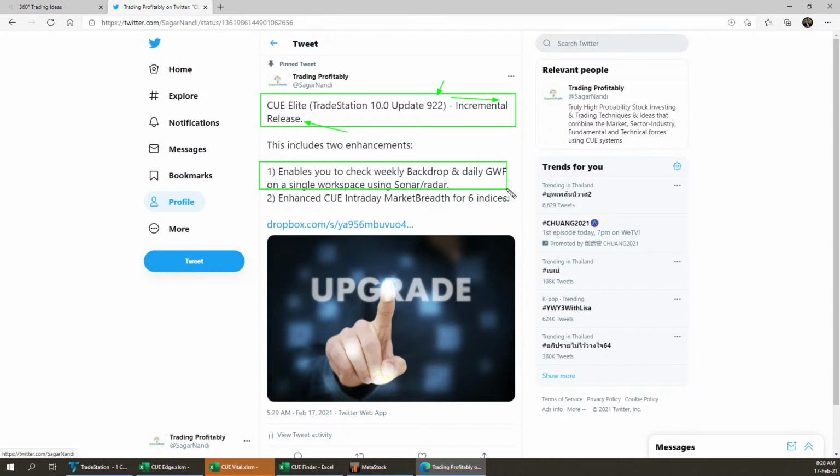What does it include? It has now a workspace with sonar or radar that enables you to check weekly backdrop and daily go with flow on a single workspace. And it also includes the enhanced Q intraday market breadth for 6 indices. This I released a few days ago. I put a message on Twitter about that, about the market breadth for 6 indices. If you had not downloaded it at that time, you may do that. Both of these are included in the incremental release. Let me demonstrate these two features now.